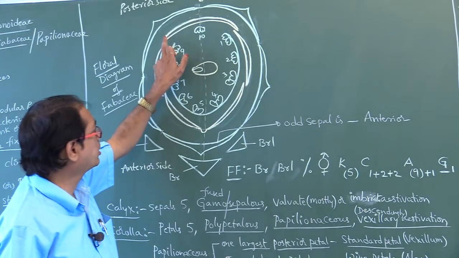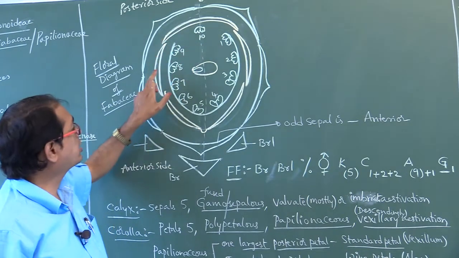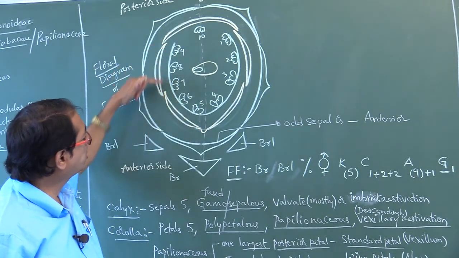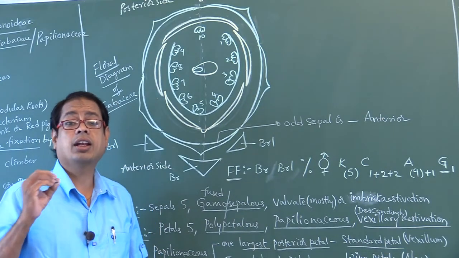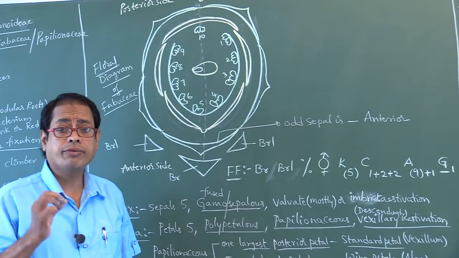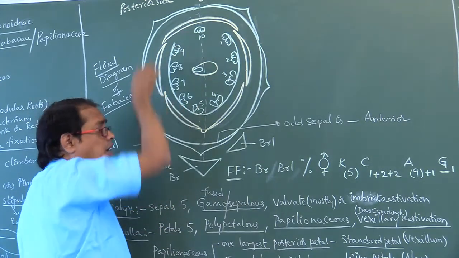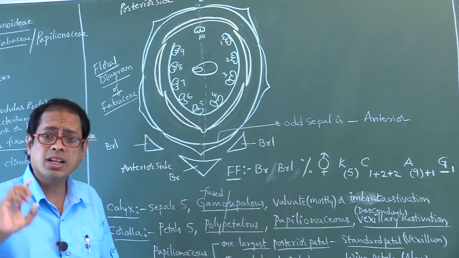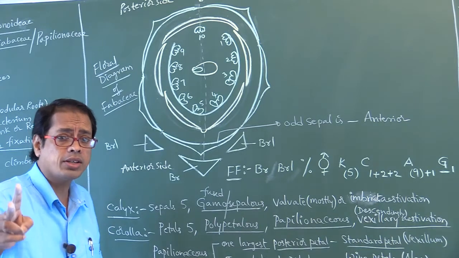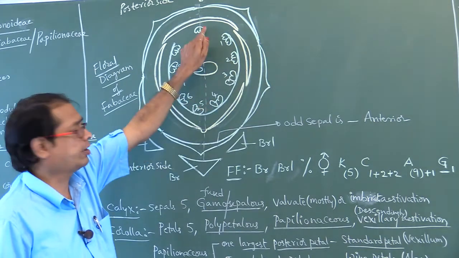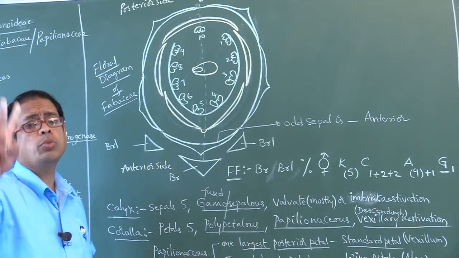Margin means, this is the petal, this is one margin, this is another margin. This is another petal, this is one margin, this is another margin. So 5 petals means total 10 margins. How many margins are fused? Only 2 margins are fused. The remaining 8 margins are free. How many petals are fused? 2 petals are fused. How many petals are free? 3 petals are free. Do you understand, my dear students? One petal contains 2 margins.